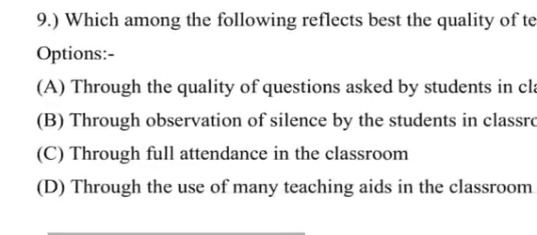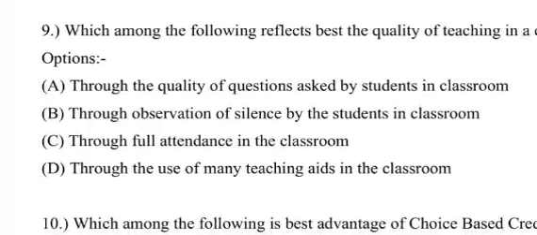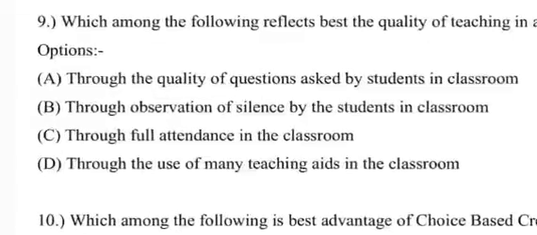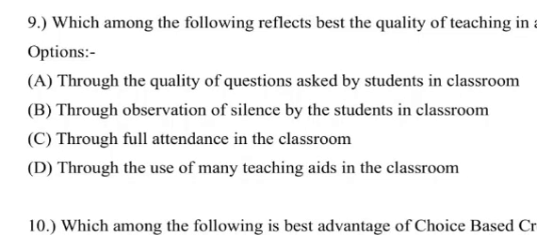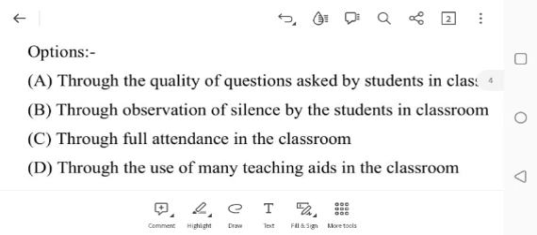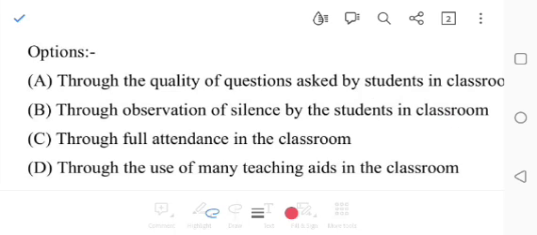Number 9. Which among the following reflects best the quality of teaching in a classroom? Options are like this. Through the quality of questions asked by students in classroom, through observation of silence by the students in classroom, through full attendance in the classroom, through the use of many teaching aids in the classroom. Number 9, number A will be correct. Through the quality of questions asked by the students in classroom.